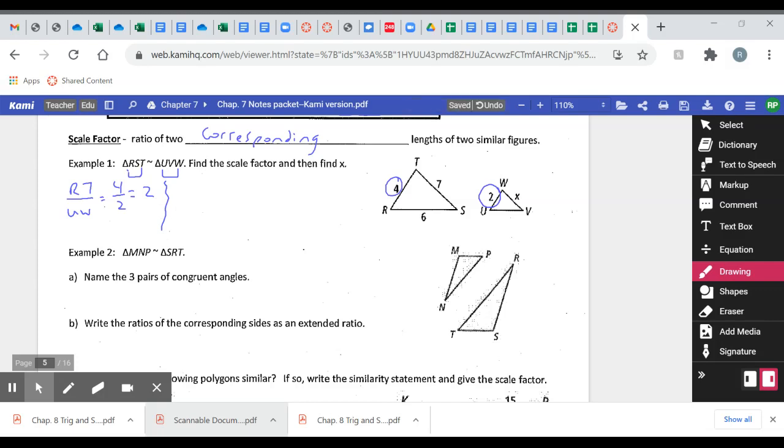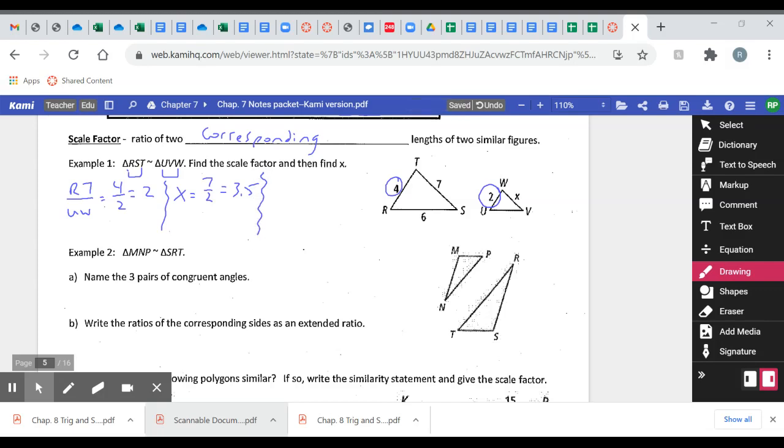So if I know one side length is 7, then I know that I just need to find x. I just need to go 7 divided by 2, which is 3.5. And that would give me what x is. That's one way to do it, is using the scale factor. The other way is to set up a proportion.